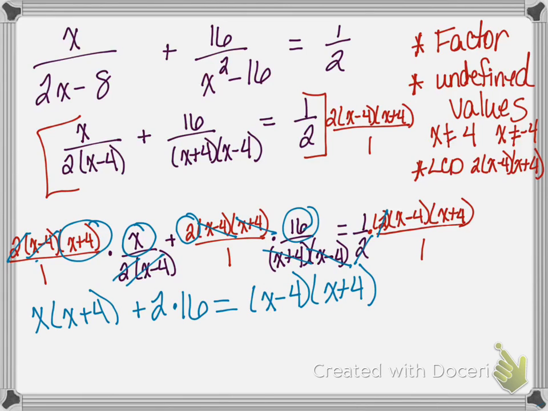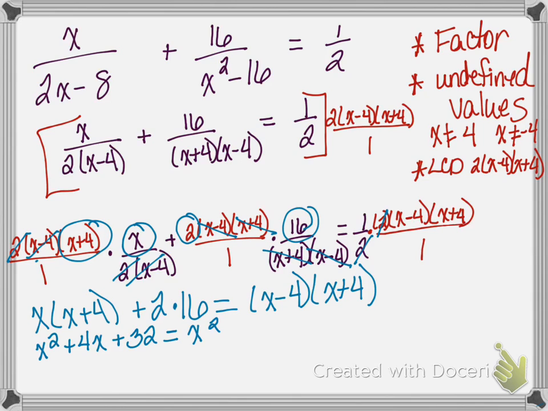Okay, now it seems like we've got a whole bunch right there, but we were able to get rid of all the denominators, so we've got to stick to that. So now we're going to distribute and we're going to FOIL. X times x is x squared. X times 4 is 4x. 2 times 16 is 32.